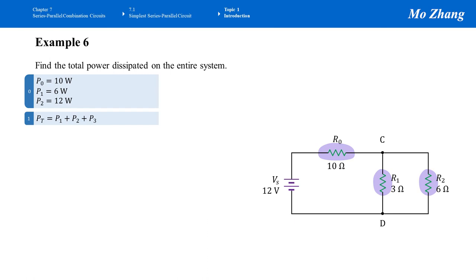Plug in the numbers. 10 watts plus 6 watts plus 12 watts. That equals 28 watts. So the system receives 28 watts. The total power of 28 watts is dissipated on the entire system. Or we can say the voltage source provides a total of 28 watts into the system.